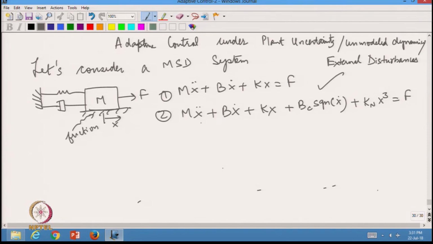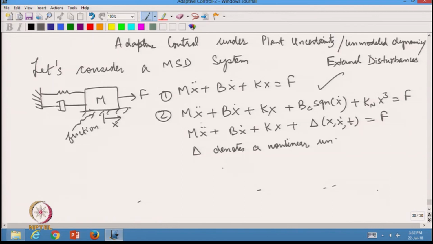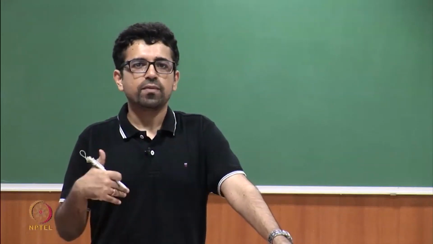Okay. So let us say that these can be written as some delta. Okay, so this delta denotes a nonlinear uncertainty. Now, can we design an adaptive controller for this case using the methods that we have done so far?